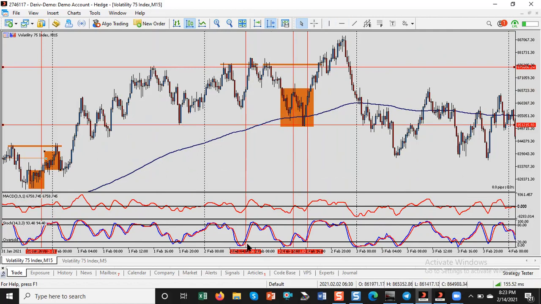And we have our stochastic at the oversold level. We are waiting for the MACD signal line to break the zero line. As soon as that happens, you take your entry at this point. This is your stop loss. Your take profit 1-to-1, or you wait for price to get to the higher high, and that is it.